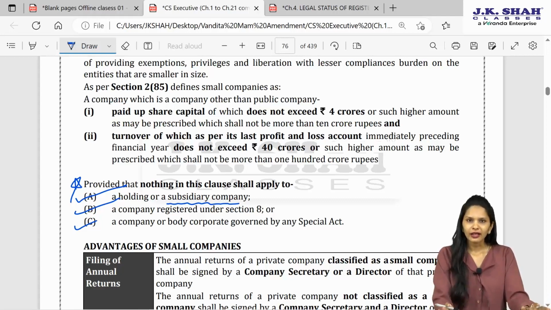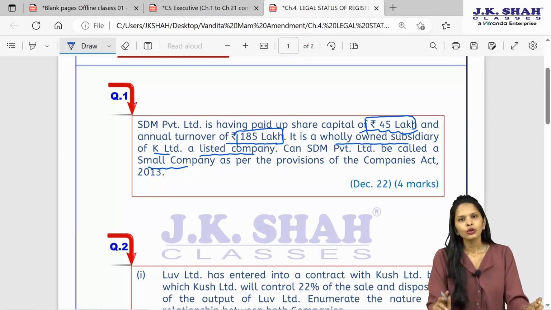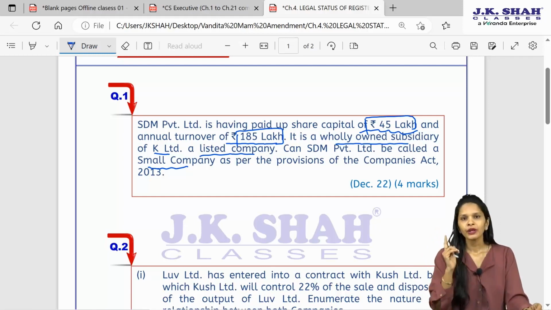Students, you can crack the case laws if you know the sections very well. So over here, what will be the answer? First of all, we will be writing the applicable law and section. In the provision, you are going to write as per Section 2 clause 85 and the definition of that. Also, you have to include the proviso, that nothing in this clause shall apply to those 3 things, holding and subsidiary, where you are going to highlight the word subsidiary there.